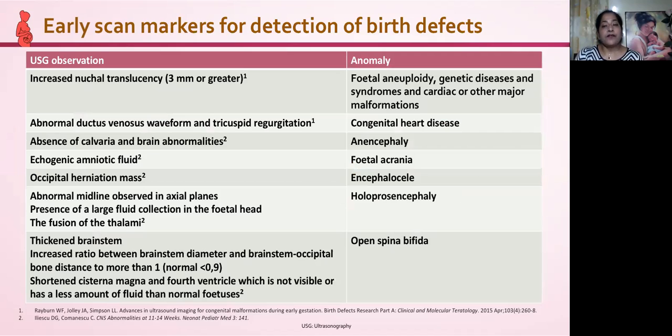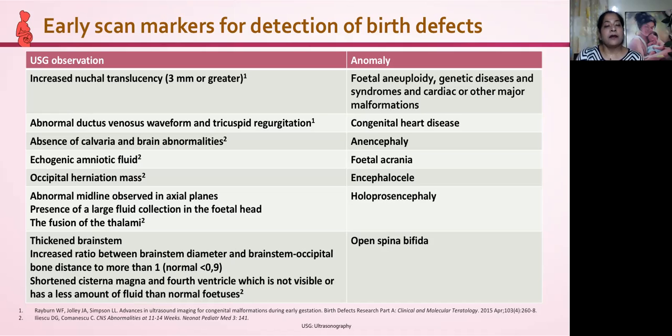Now, the markers for birth defects which can be seen in an early scan: an increased nuchal translucency, which is more than 3 mm, helps in identification of fetal aneuploidy, certain genetic malformation syndromes, and certain cardiac malformations. If there is an abnormal ductus venosus waveform and tricuspid regurgitation, which is now a part of the first trimester detailed scan, it can help in identification of congenital heart disease.